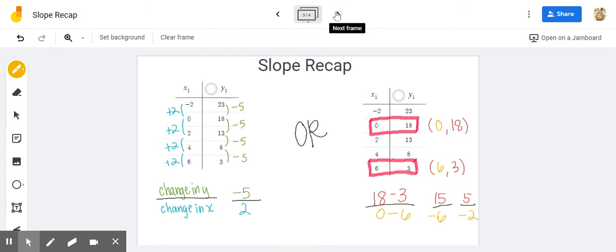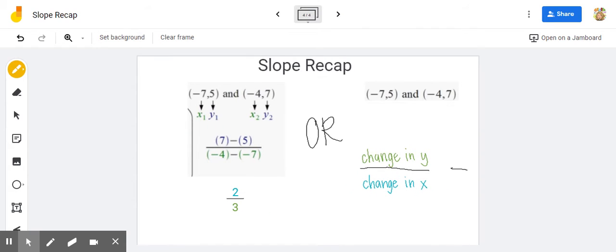All right. Now, last but not least, sometimes they'll just give you 2 points and say, find the slope or find the rate of change. If they give you 2 points, guys, you can just run the formula like on the left side here. So 7 minus 5 is 2 on the top. And we took -4 minus -7 on the bottom, our x minus our x, and we got +3.